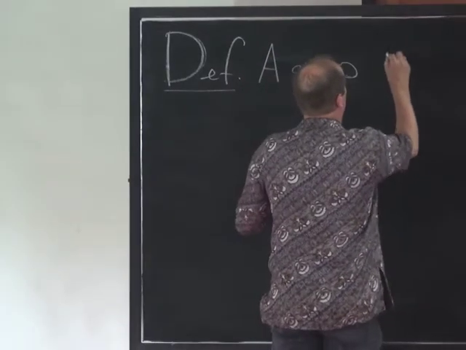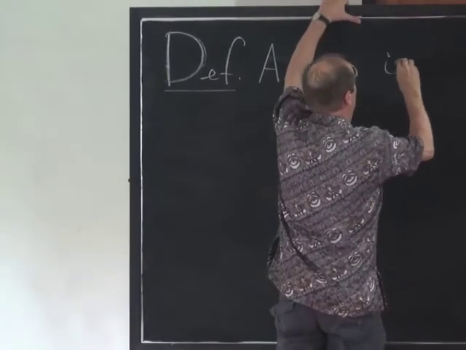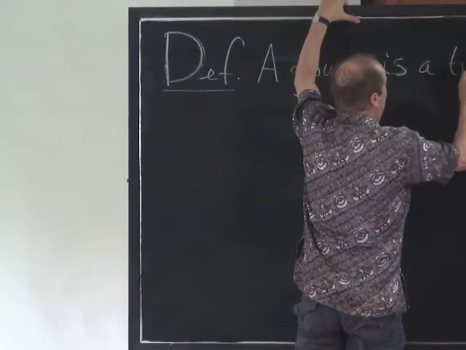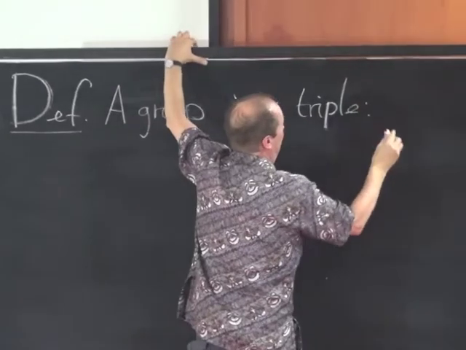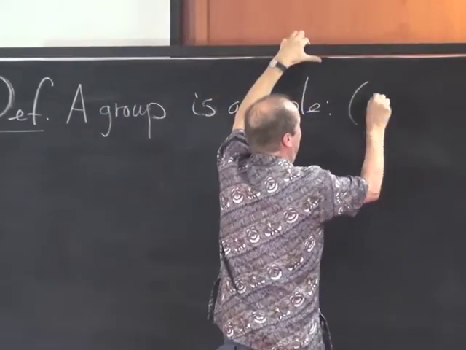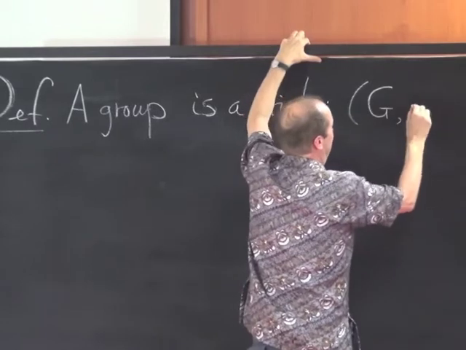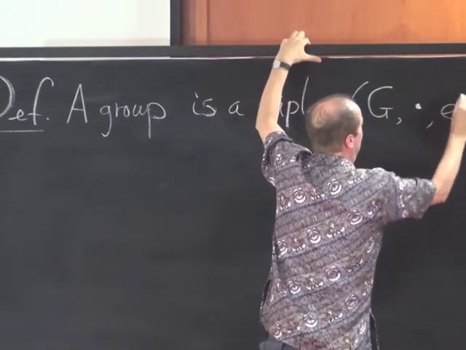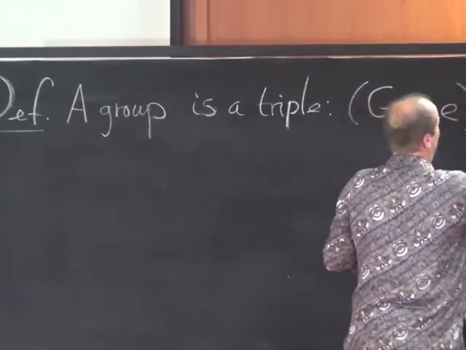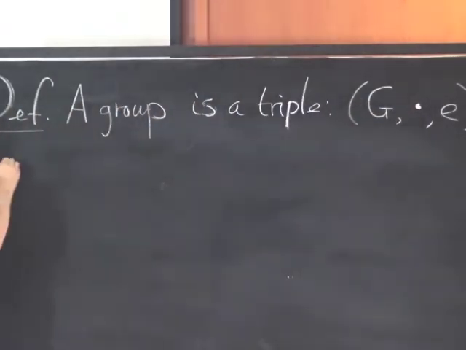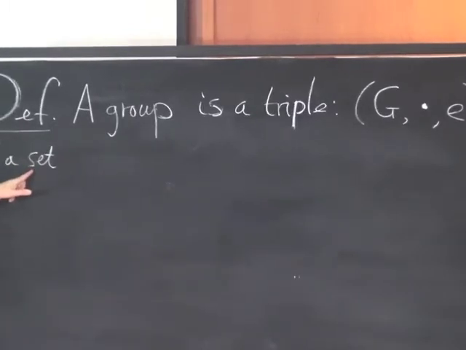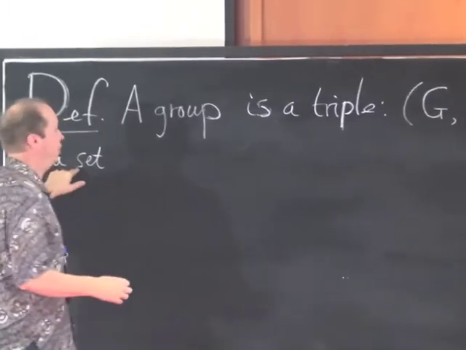A group consists of three things, actually. It's a triple. So a G, a dot, and an E, with G a set. Is this still big enough for the back? Yeah? Everybody has good eyes. So G is a set.